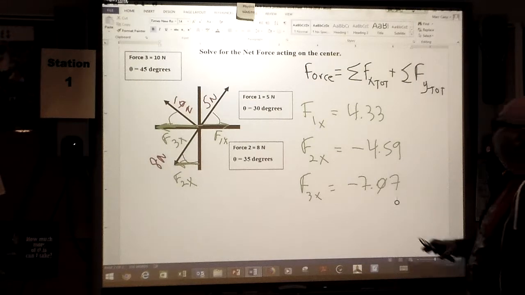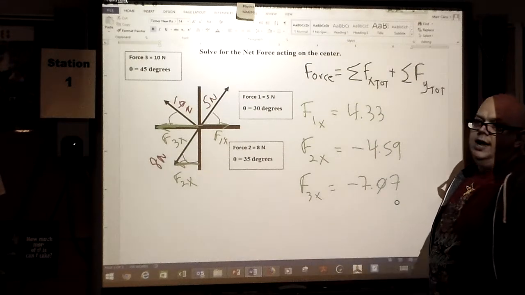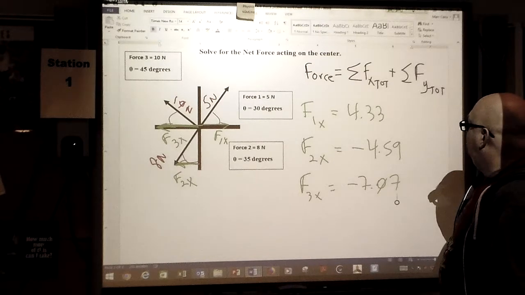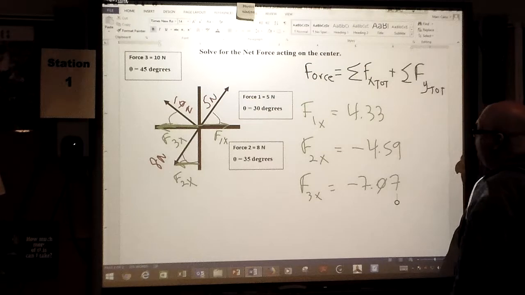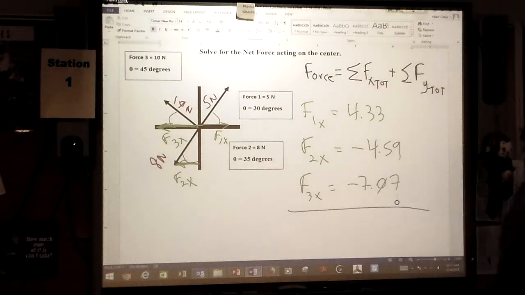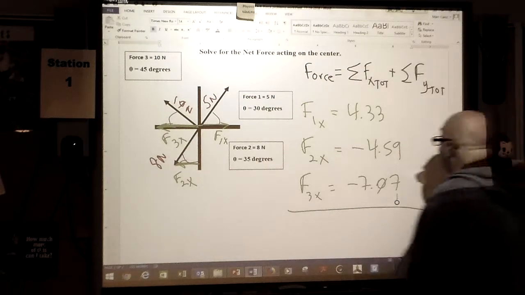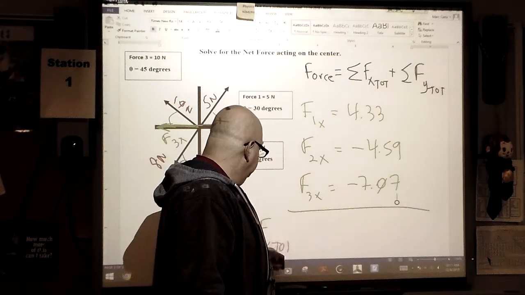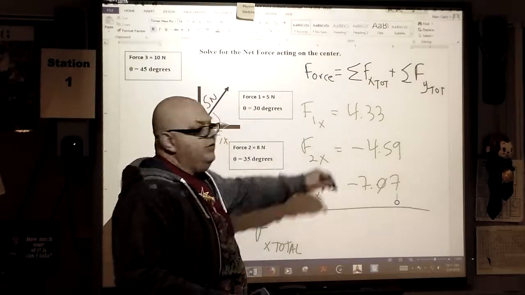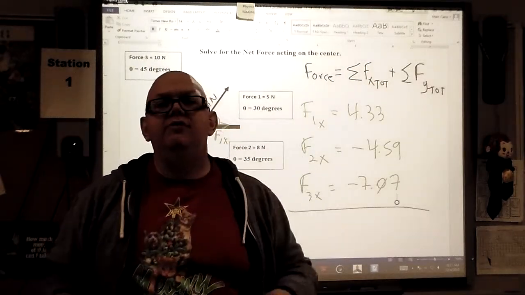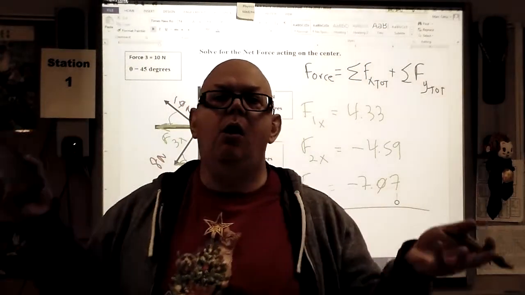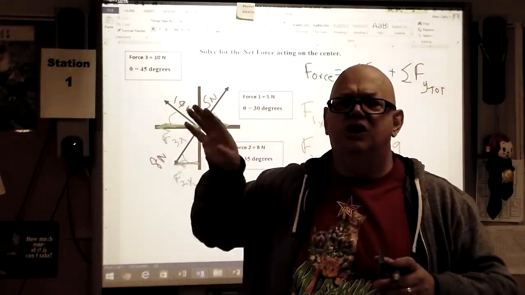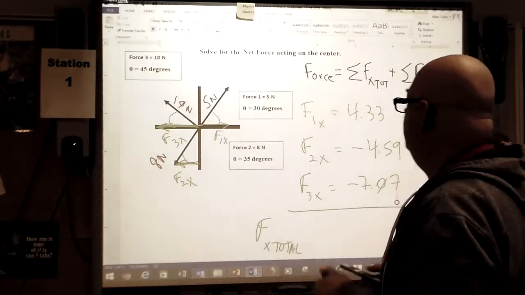So now we have all our x's together, and we can now add those up, because we're going to have the x total. You'd say, but wait, we're going to have a negative number. Yeah, we are. And what does the negative tell us? It's telling us it's going in the negative direction. That's all that it's doing. It's not a big deal.